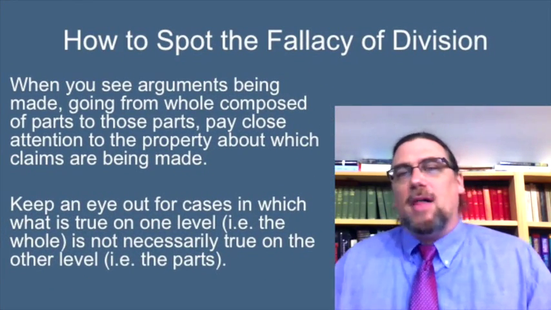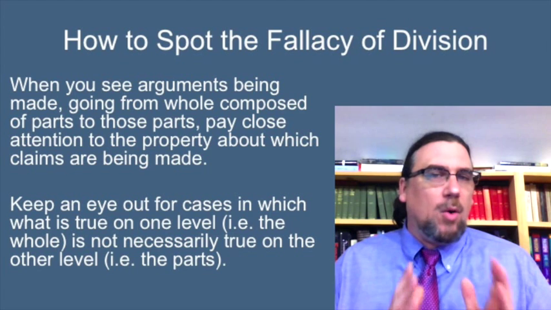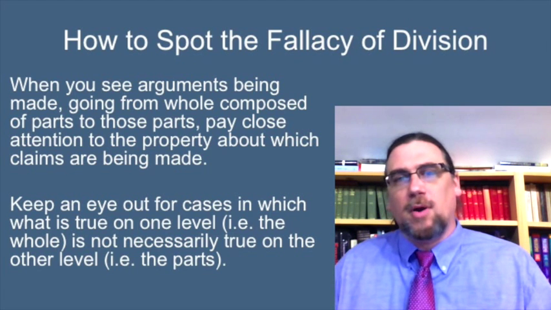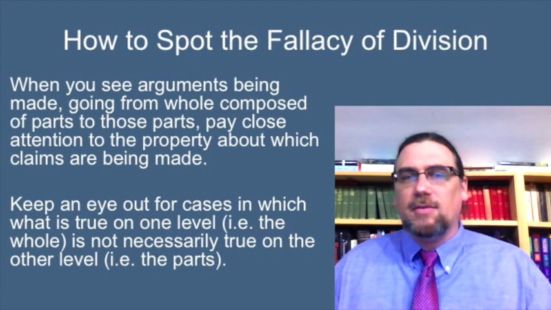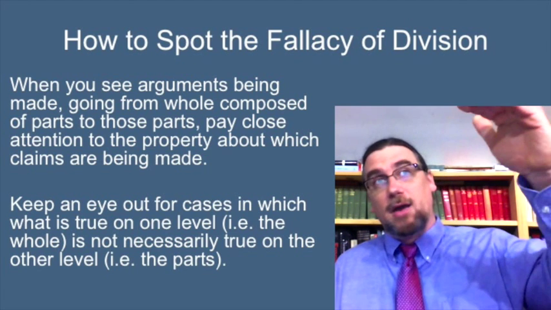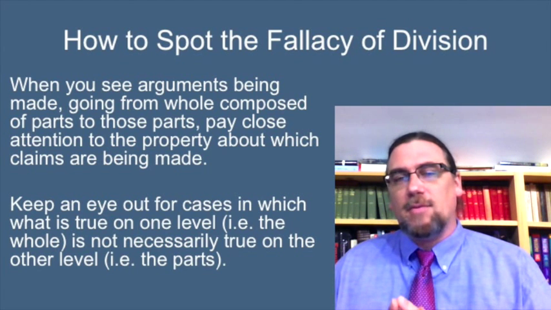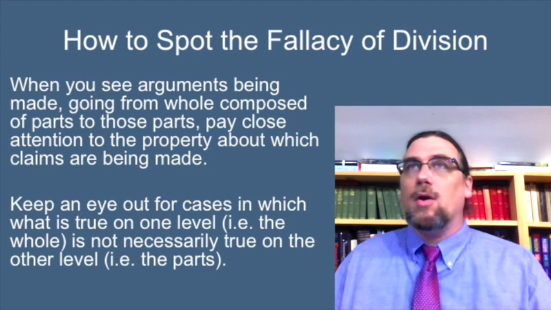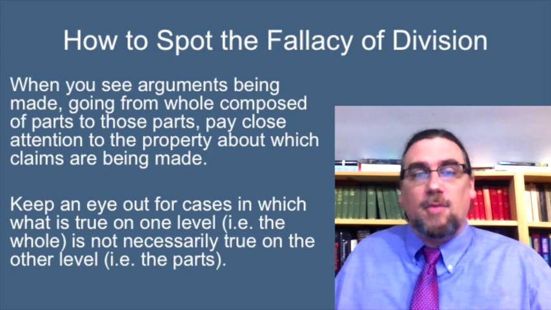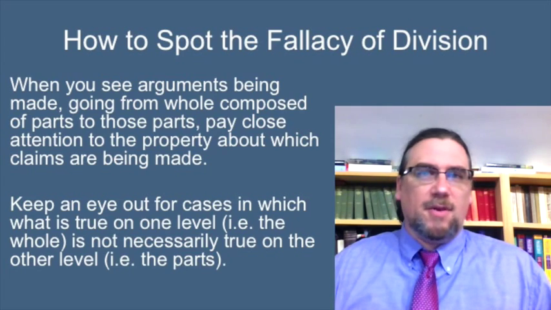How do you spot this fallacy of division? When you see arguments being made going from the whole composed of parts down to those parts, you want to pay close attention to the property about which the claims are being made. Keep an eye out for cases in which what's true on one level, that is the higher level, is not necessarily true on the other level, that is that of the parts. Or put in other terms, pay attention to cases where the whole really is more than just the sum of its parts.